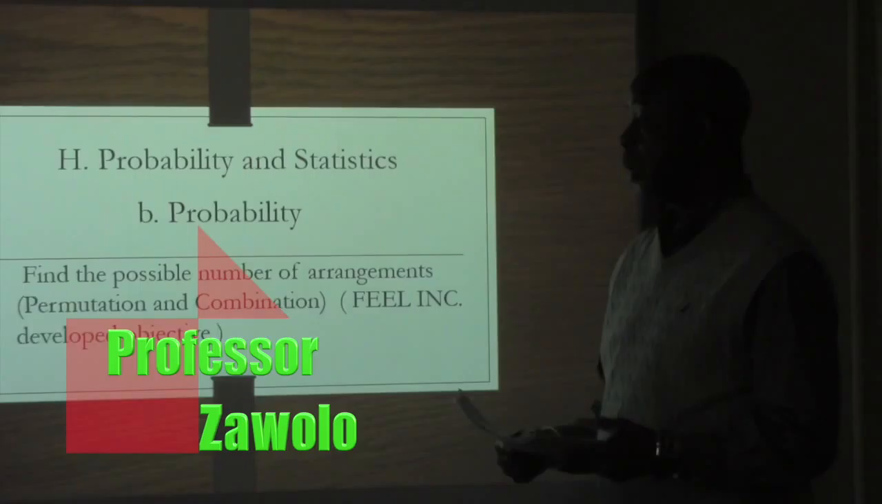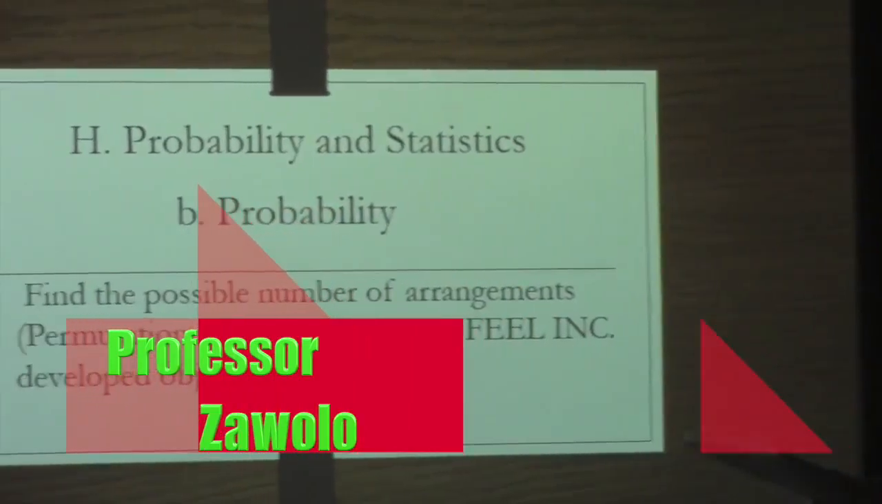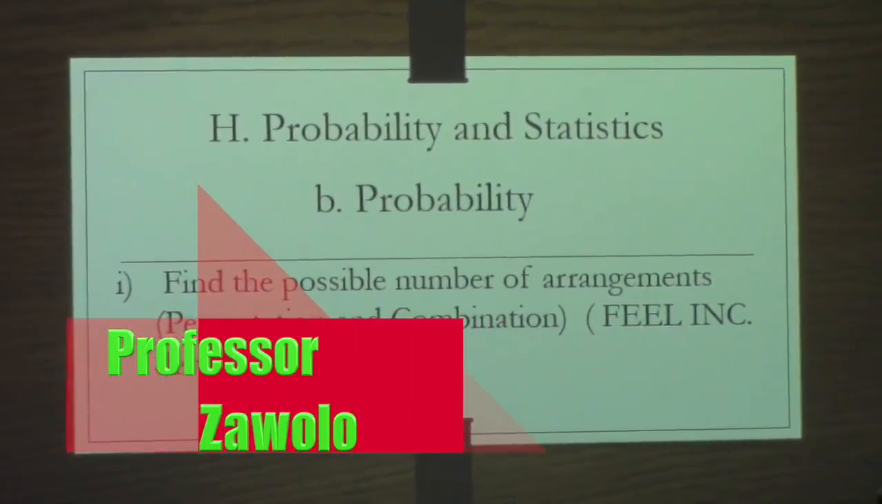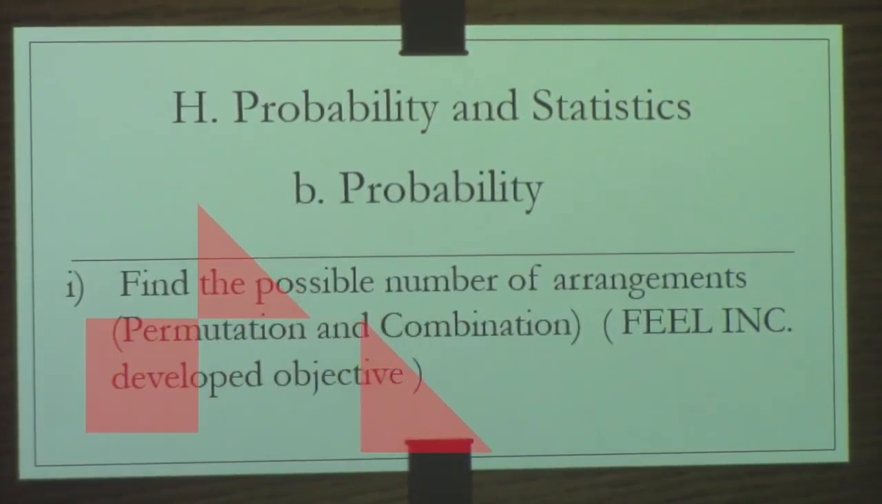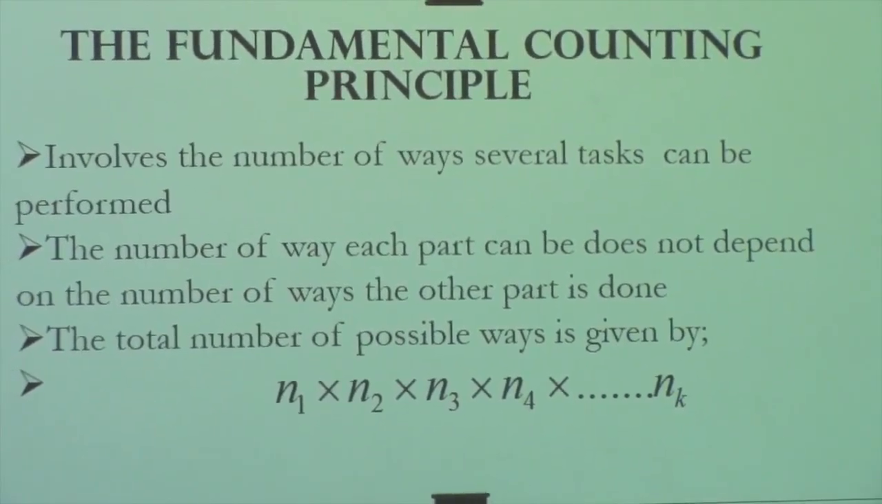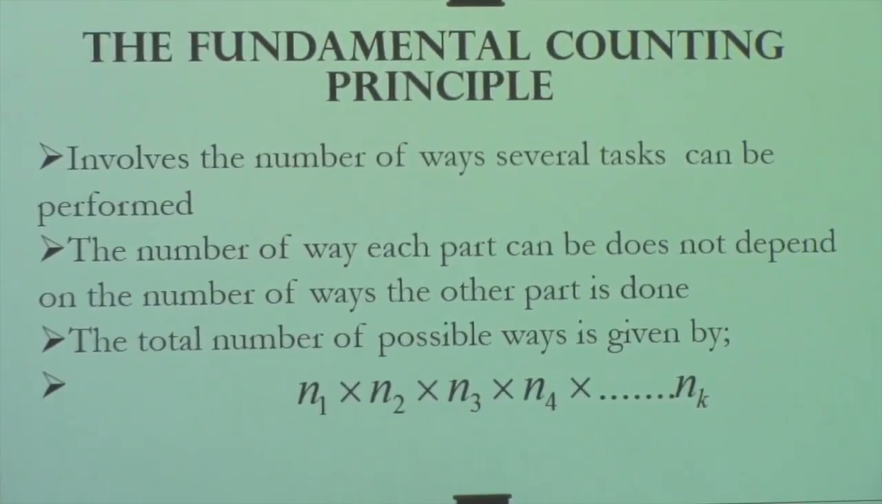Zawala again. In this video, we're going to be focusing on probability and statistics. We're going to be focusing actually on permutations and combinations. That is the counting principle, the number of possible arrangements of n objects taken r at a time. The fundamental counting principle involves determining the number of possible arrangements.